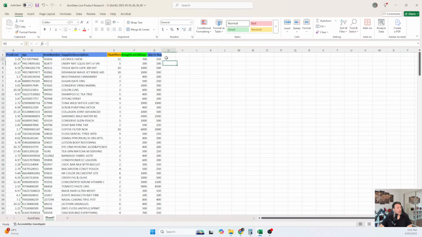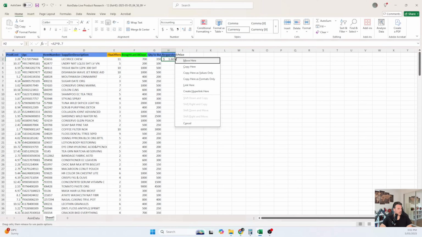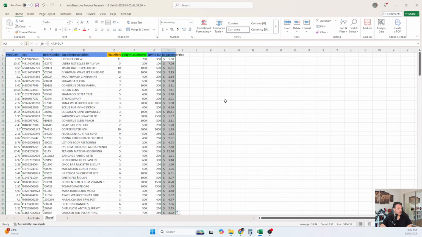Okay, so next you'll be saying requested price, and you're just going to say equals whatever's in the product cost column, and you want to times it by 70%, which is a 30% discount. I'm going to apply it to the entire list. Okay, so now we've applied this discount to the entire list.